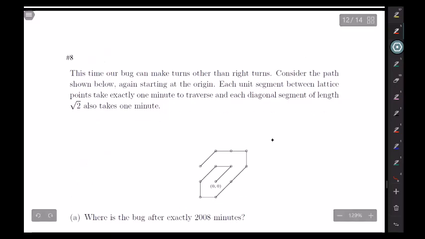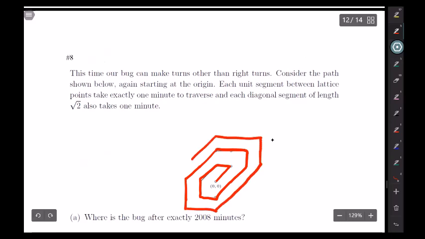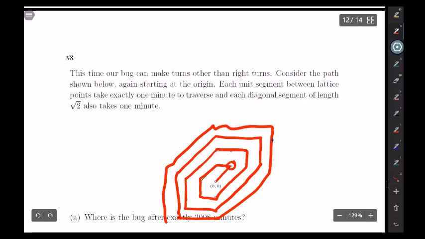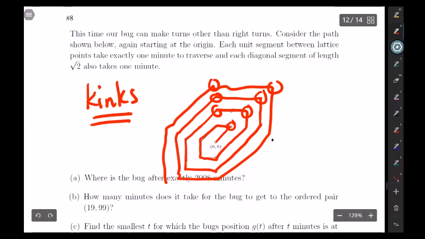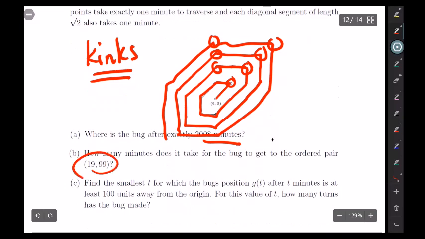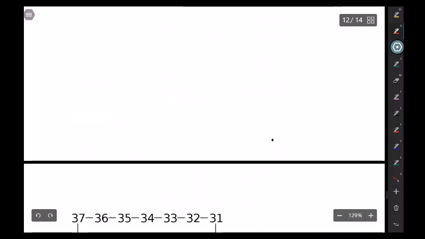Okay, so how about this? The bug again tries to trace everything, except it does these diagonal moves. Things can get worse. If you are thinking things can't get worse, if you are reading the Dogman book, things get worse, you know. Then you need to find a new pattern, especially a pattern along the kinks, right? Kink. This is the critical thing. Where are you 2008 minutes later? What time do you reach this point? And things like that. All right, hold on.